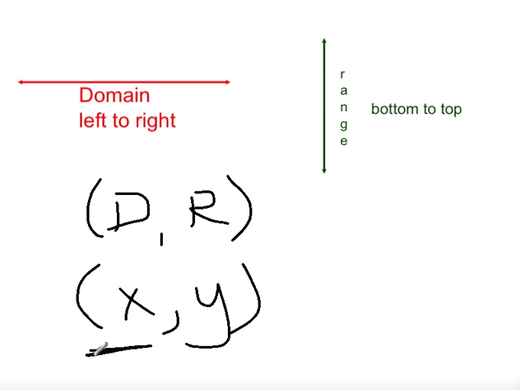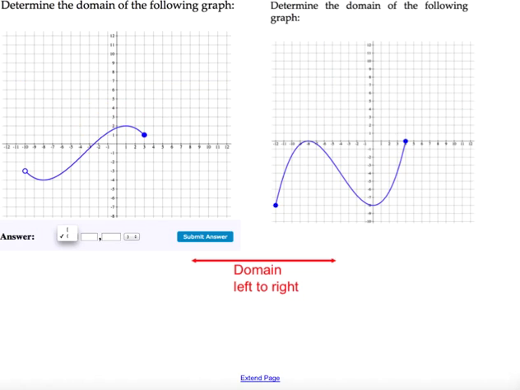the smaller number always comes first and the larger number comes second. So the left number is going to come first and the right number is going to come second. In the range, the bottom number is going to come first and then the top number is going to come second. So here are some examples from Delta Math.